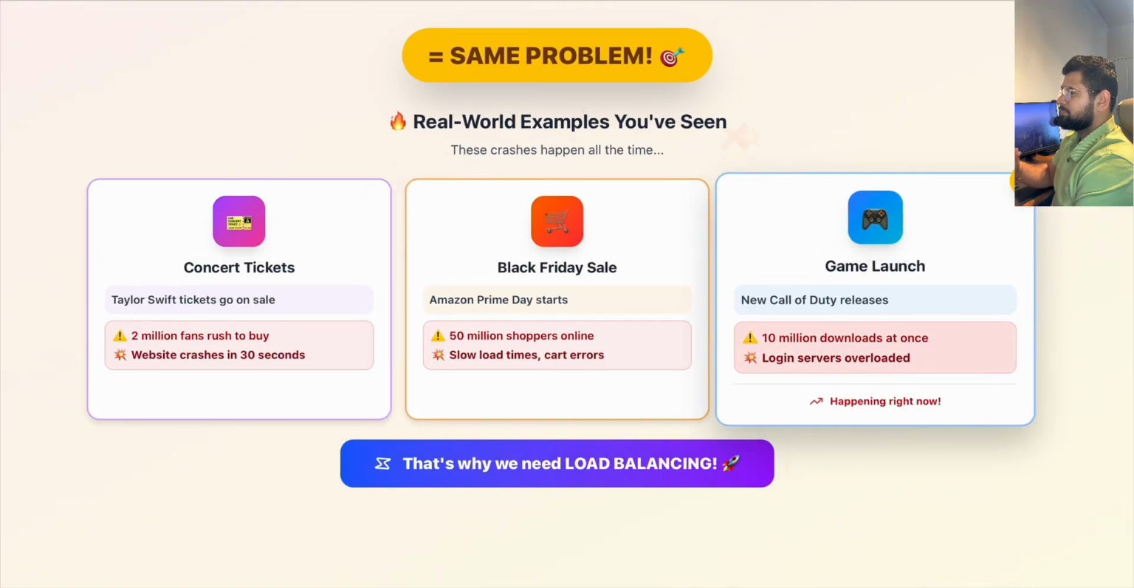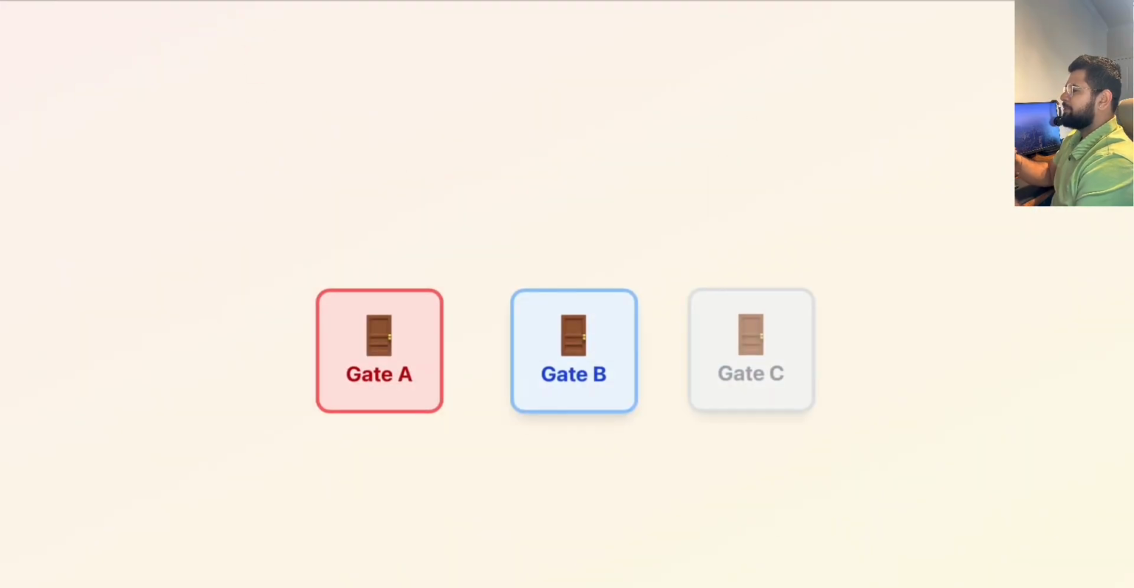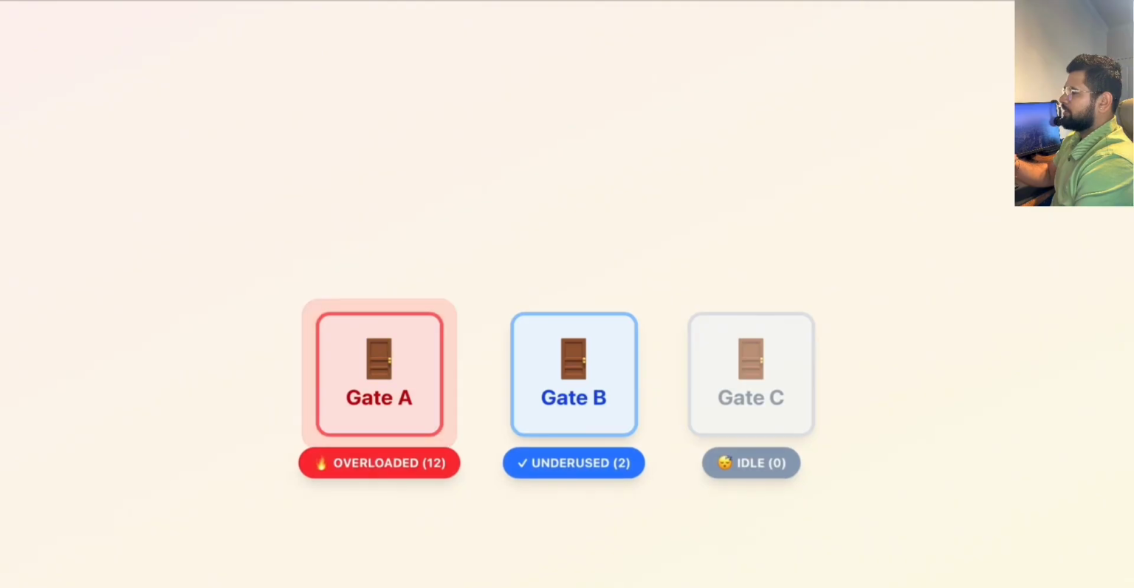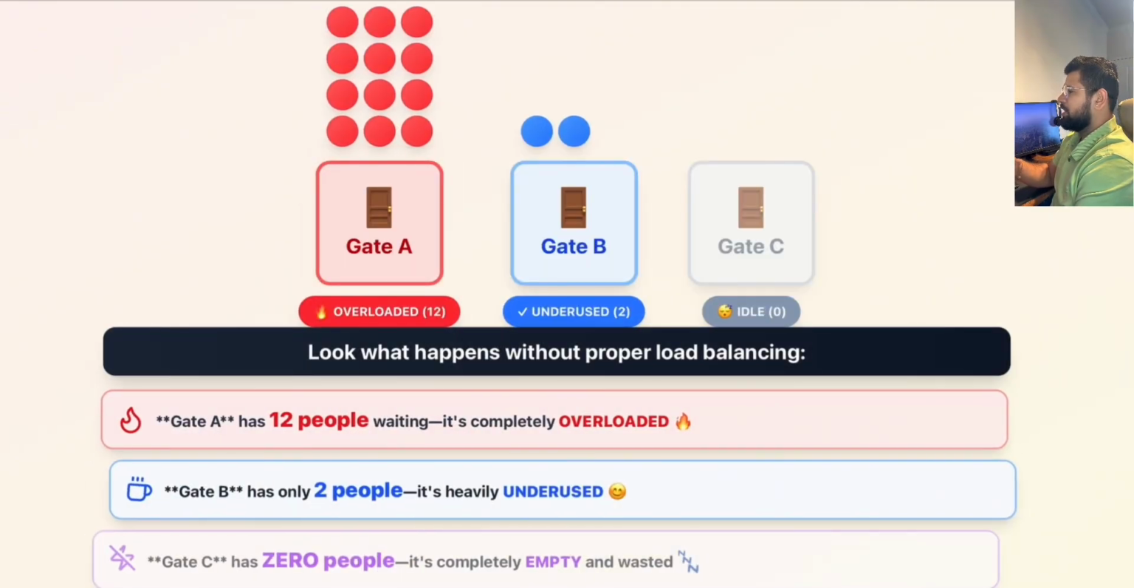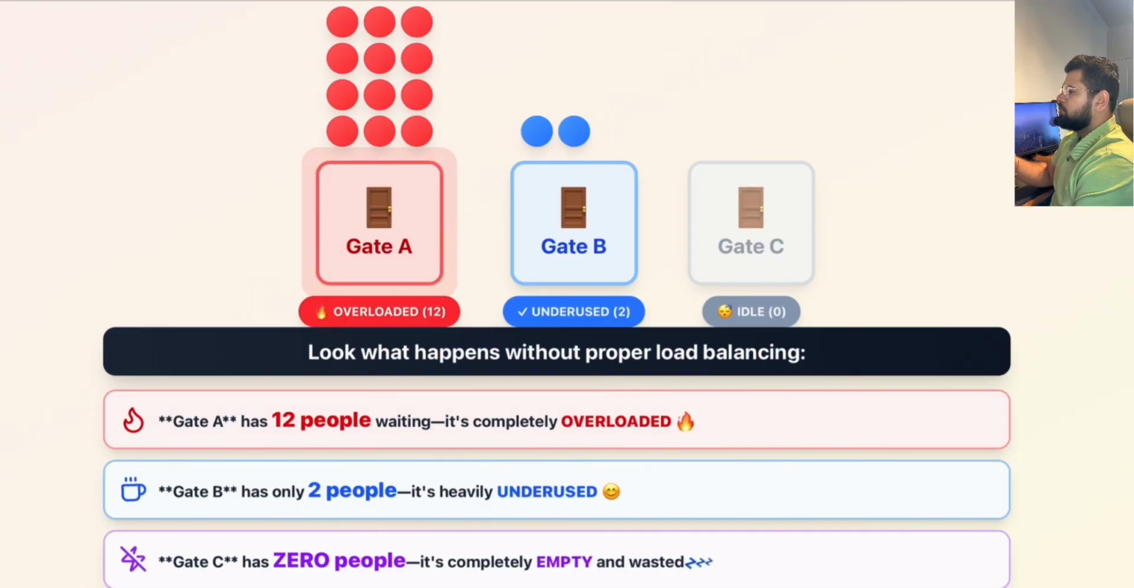Same problem? Now let's say the airport management decides to open three checkpoints. Great idea, right? Well, not quite. Look what happens without proper load balancing. Gate A has 12 people waiting. It's completely overloaded. Gate B has only 2 people. It's mostly idle. And Gate C has 0 people. It's completely empty and wasted.